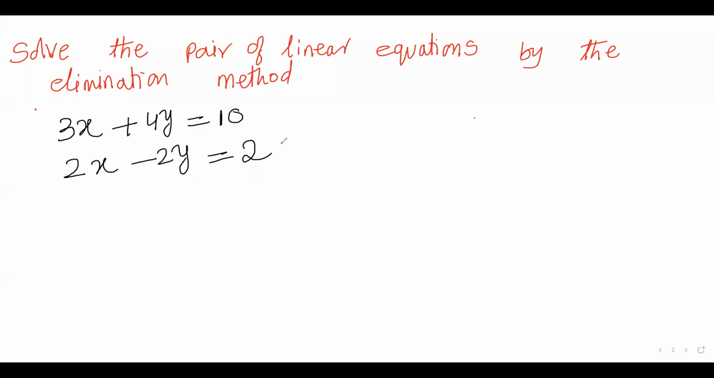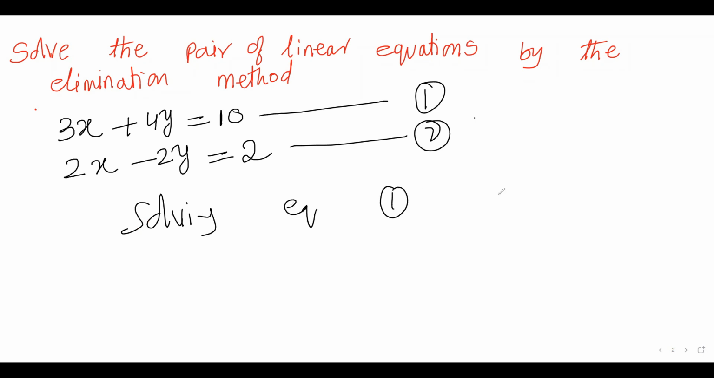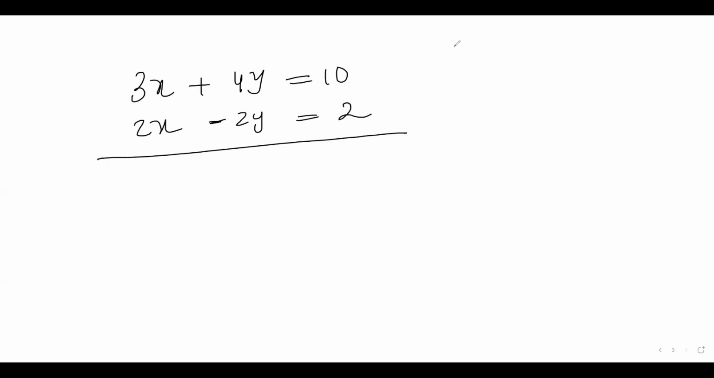Here two linear equations are given. He is asking us to solve using elimination method. Let us name the equations as 1 and 2. Solving equation 1 and 2. Write both the equations, one below the other. I would like to make y coefficients same. So what should I multiply to the second equation? I think two, yes, 2 should be multiplied, and no need to multiply anything in the new first equation.